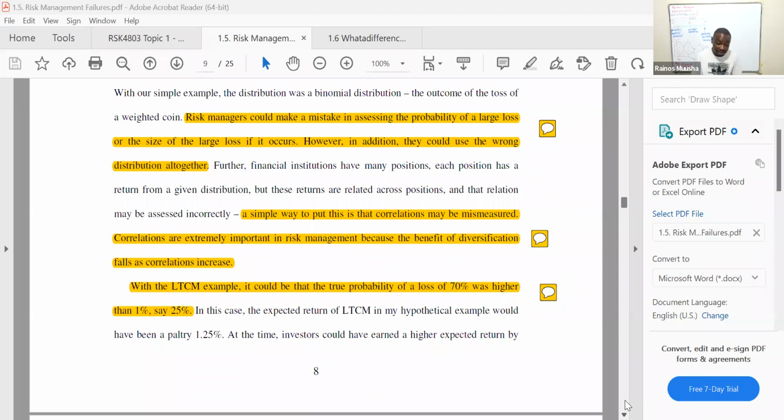And because they mismeasured their risk exposure, they were expecting that in 99% of the time, we're going to be having a positive return of 25%. In actual fact, they basically mismeasured the risk. It was actually what? In less percent of the time as well.